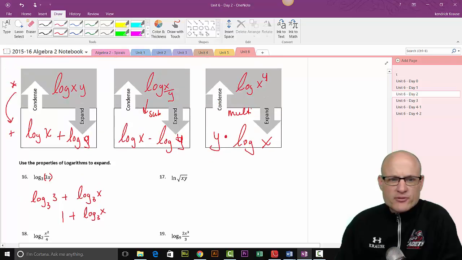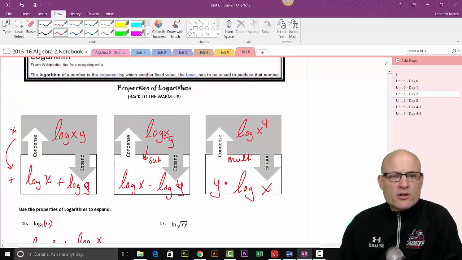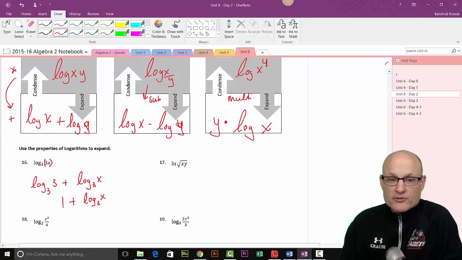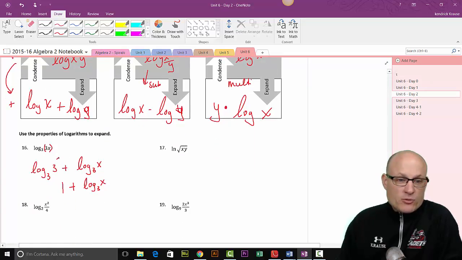Oh, I forgot. Do I have that definition up here? The logarithm of a number is the exponent by which another fixed value, the base, has to be raised to produce that number. Check this out. This is equal to the exponent that the base has to be raised to get 3. So 3 raised to 1 equals 3. So that's why I said that was 1. You could always use your calculator.